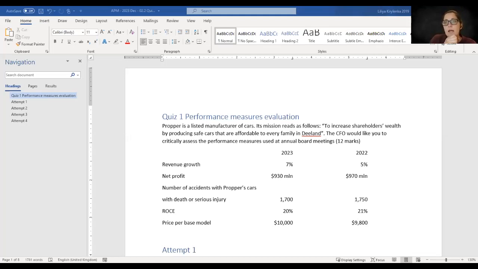Last session, I gave you this quiz one on performance measures evaluation, and I have received 4 attempts, and I will try to talk about them. Of course, if this is your work, you may feel sad that you made mistakes that you have not spotted, that you went into the wrong direction. That is absolutely understandable.